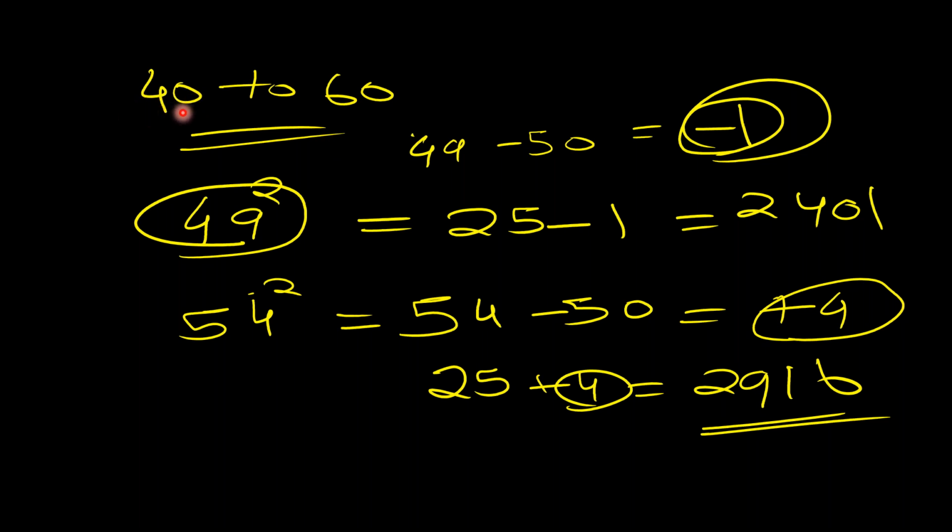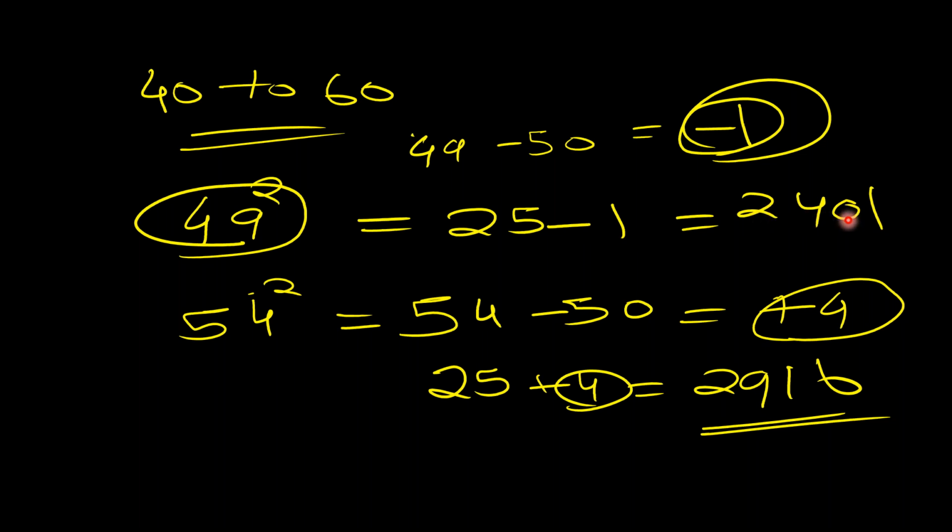Okay. So see here, this method is supposed to be used in say 40 to 60. That will be easy for you. And then 49 square, I have to find 49 square. So if I want to find 49 square, my base number is 50. So 49 minus 50, I'll be getting difference as minus 1. So I'm supposed to subtract with 25. If I subtract with 25, I'll be getting 24. So it is 1. I'm supposed to add here. 1 square is 1. So I'm getting only one digit in the end.